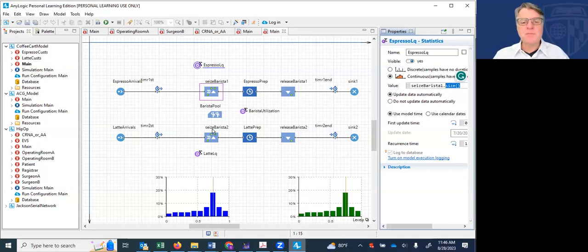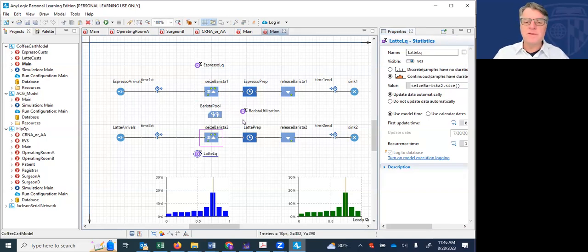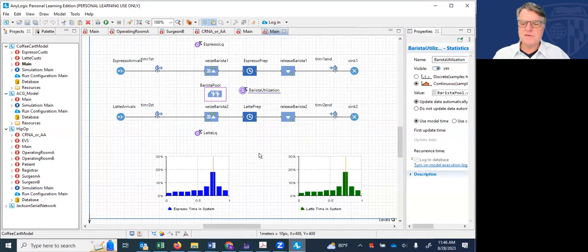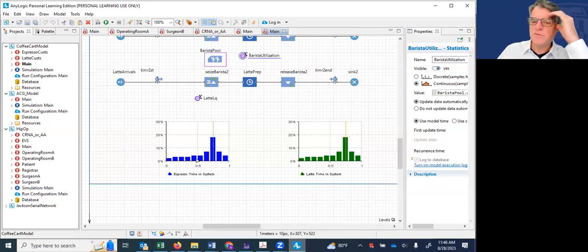So same idea for the queue length for the latte customers, and we've got a utilization with a built-in .utilization function here. We're going to figure out what fraction of the time the baristas are busy, and then the final statistics we're going to capture are the distributions, the PDFs or probability distribution functions, of the waiting time in system for espresso customers and latte customers. And we're also going to get a mean off of that.